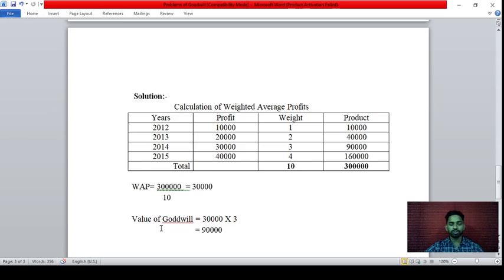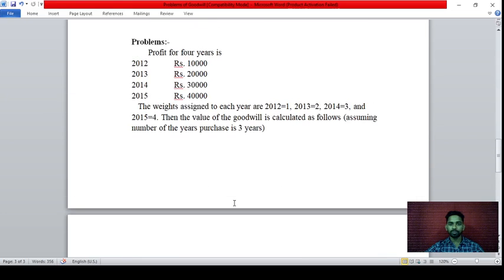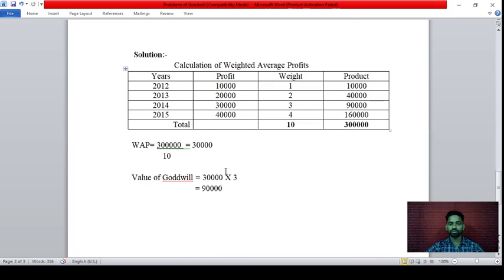Now put this into the formula for the calculation of the value of goodwill. What is the formula? Weighted average profit into number of years purchase. We got the weighted average profit of 30,000, multiplied by 3, because in the problem the number of years purchase given is 3 years. So 30,000 into 3 is 90,000.